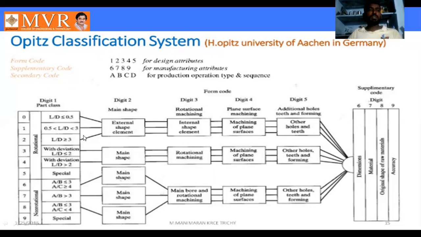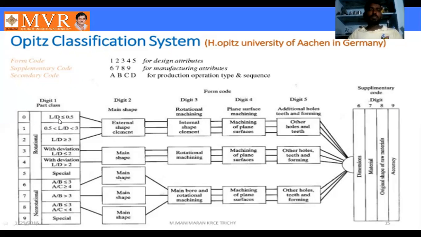So it is manufacturing step by step. These codes are used to manufacture gears and other parts also. So the procedure is digit 1, digit 2, digit 3, digit 4, digit 5, and then the supplementary code digits.